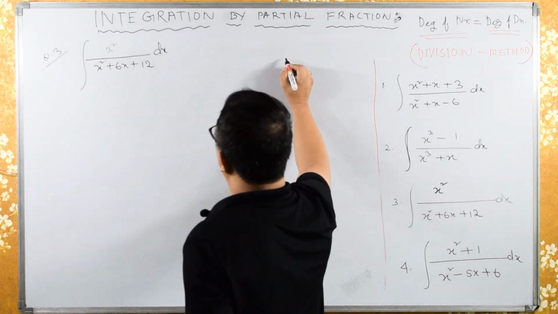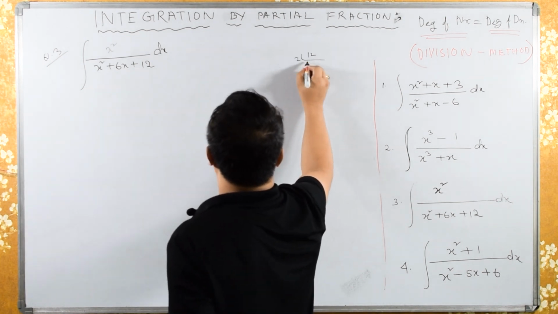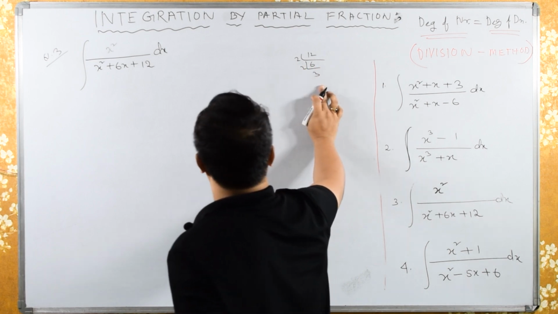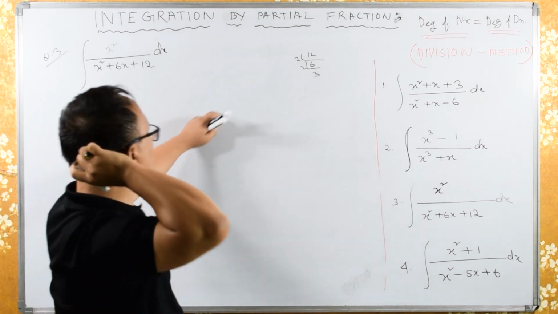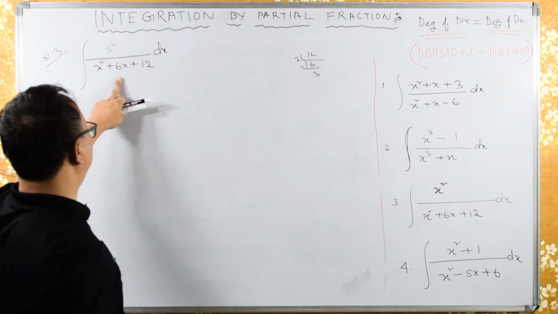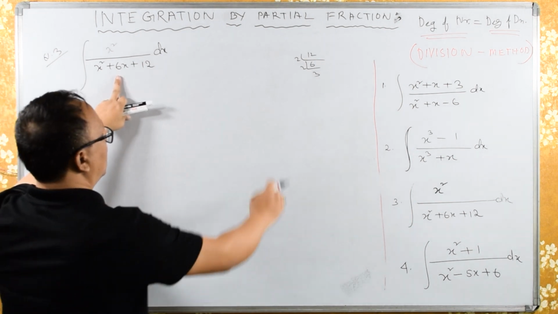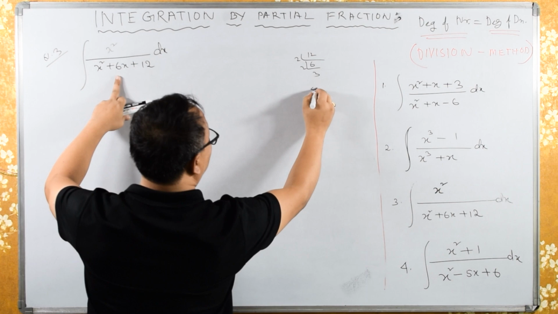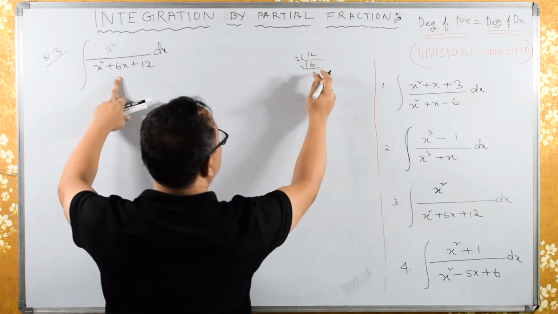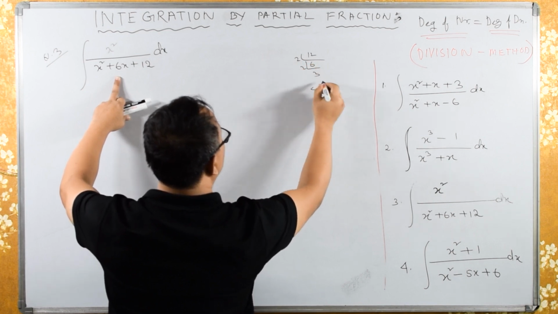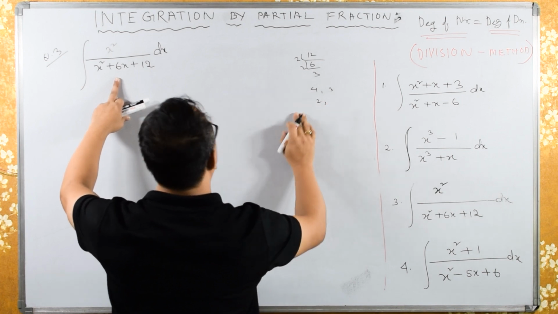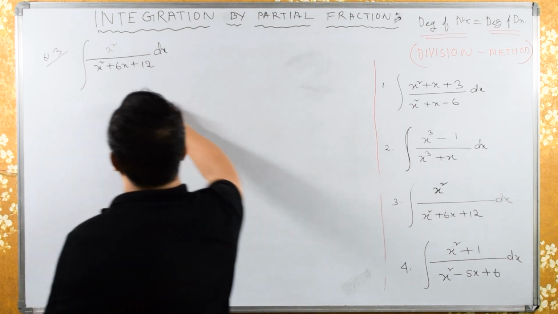Let's see. 12: 2 sixes are 12, 3 fours are 12. We need two numbers such that if you multiply we should get 12, and if you add we should get 6. If I combine 4 and 3, that's 7, not possible. If I combine 2 and 6, not possible. So it's not possible. Therefore we have to divide this.